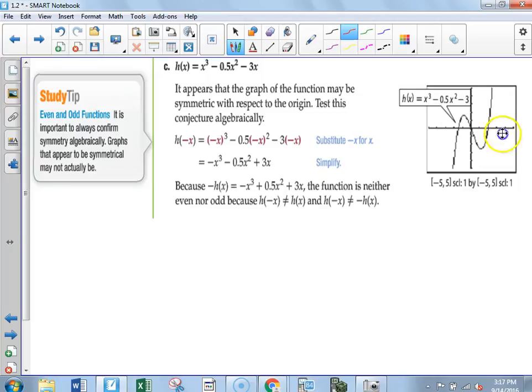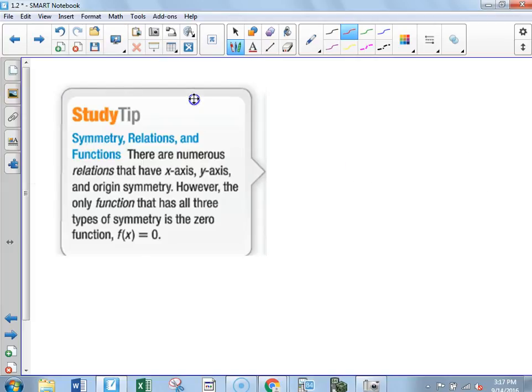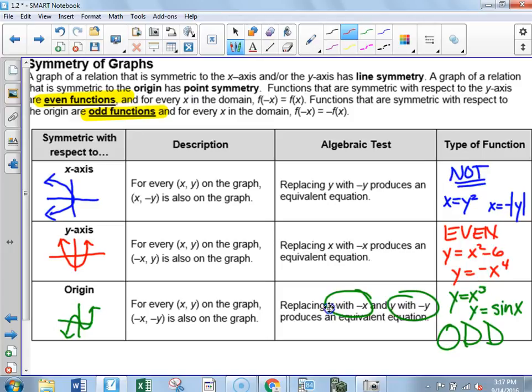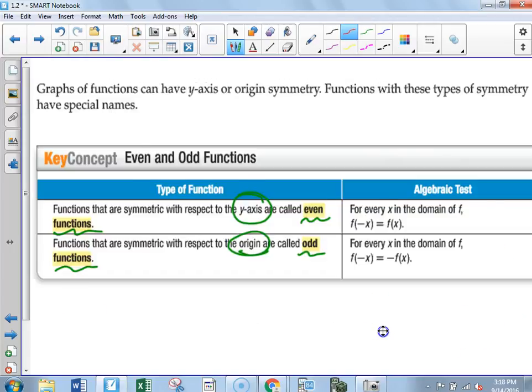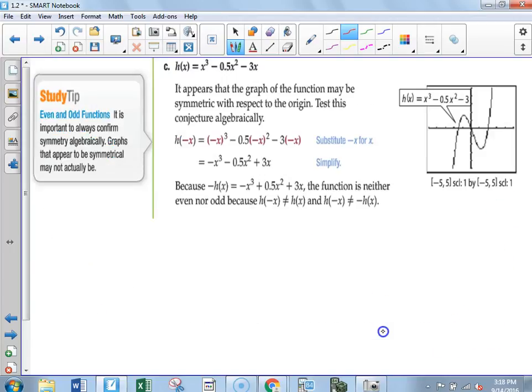This graph kind of looks like it might have origin symmetry, but we can't tell. It looks like it's the same, but this one looks a little longer to me. The test for origin symmetry, did anybody catch that? It said to replace x with its opposite and y with its opposite, and you should get back to an equivalent statement. This is very confusing for students. I want you to just watch this one.